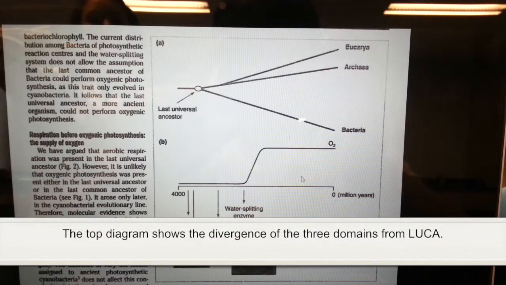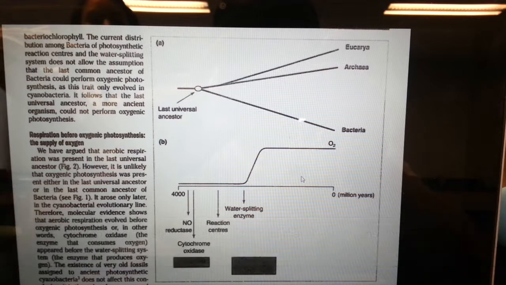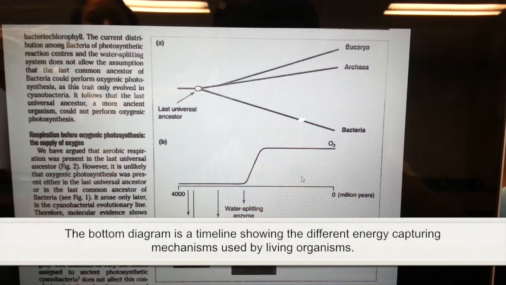The top diagram shows the divergence of the 3 domains from the last universal common ancestor. The bottom diagram is a timeline showing the different energy capturing mechanisms used by living organisms.